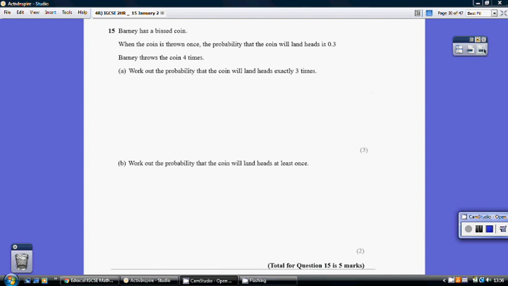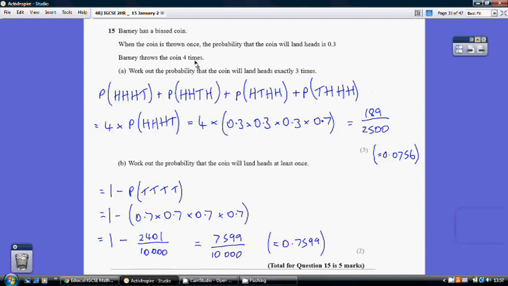Question 15. Throw the coin 4 times, work out the probability the coin will land heads exactly 3 times. Now, there are 4 ways that you could get heads exactly 3 times when you throw the coin 4 times. The tails could come 4th or 3rd or 2nd or 1st. Each of these probabilities is going to comprise 3 lots of heads, so 3 lots of 0.3, and a tails of 0.7. So there's no need for me to individually work all of these out. They're all going to be the same 4 numbers, just in a different order.